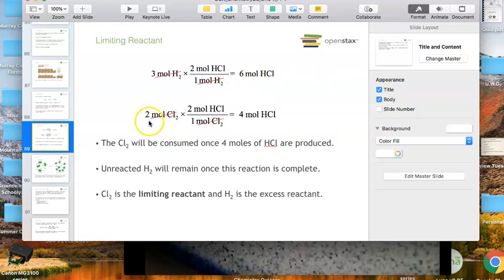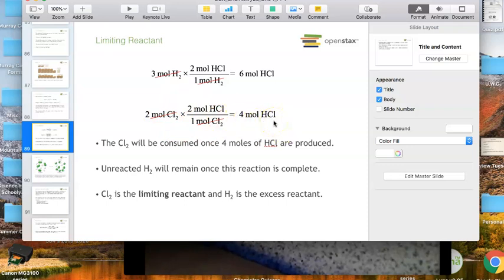If I'm starting out with 2 moles of Cl2, for every 1 mole of Cl2, I can produce 2 moles of HCl. I can produce 4 moles total of HCl. So how much HCl can I really produce? Well, I'm starting out with 3 moles of H2, and I'm starting out with 2 moles of Cl2. But obviously, I can't make 6 moles of HCl because I don't have enough Cl2. According to the amount of Cl2 I have, I can only make 4 moles of HCl.